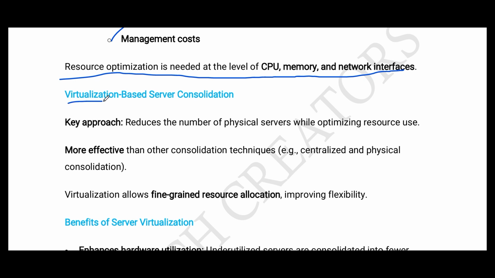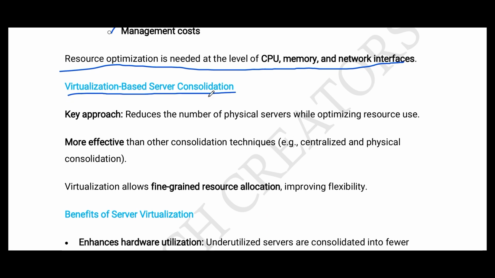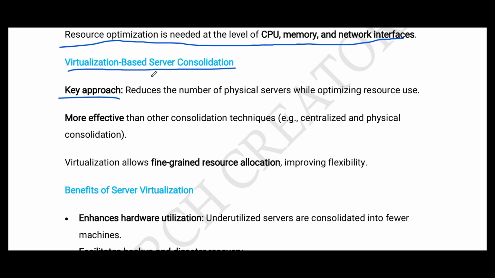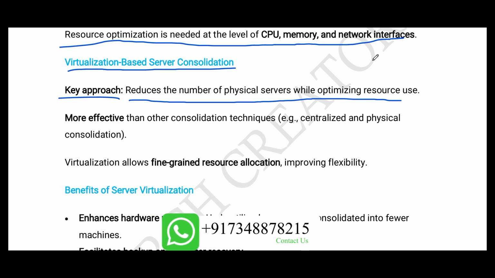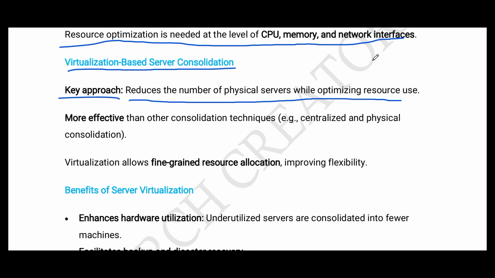Next is virtualization based server consolidation. The key approach in virtualization based server consolidation is that it reduces the number of physical servers while optimizing resource use. It is more effective than other consolidation techniques, for example centralized and physical consolidation.